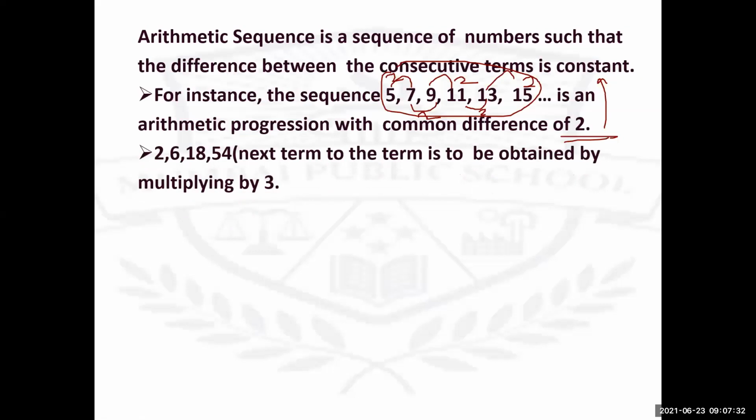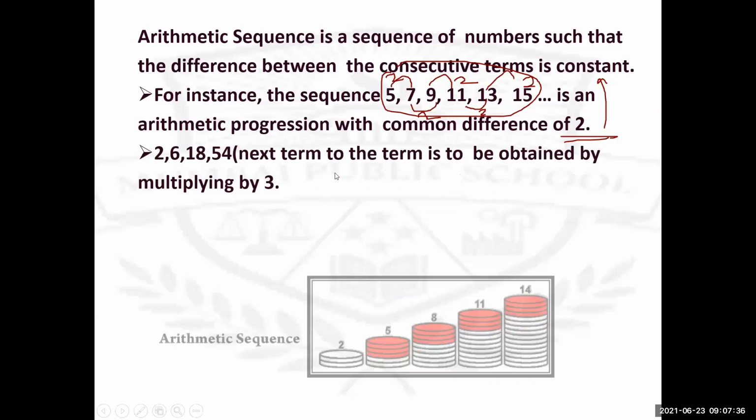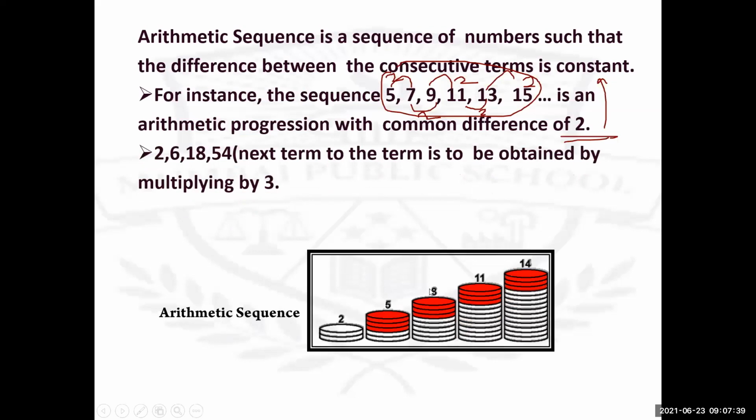2, 6, 18, 54. The next term is to be obtained by multiplying with 3. Now we have 2, 5, 8, 11, 14. Now here, when we are talking regarding multiplying by 3, the common difference is not same. It can be only called a sequence. Check here, this 2, 6, you're multiplying with 3, which is constant. Multiplication with 3 is constant, but the difference between the two terms is not same. That we'll study later. I'm going to explain this also. This is what a sequence is.